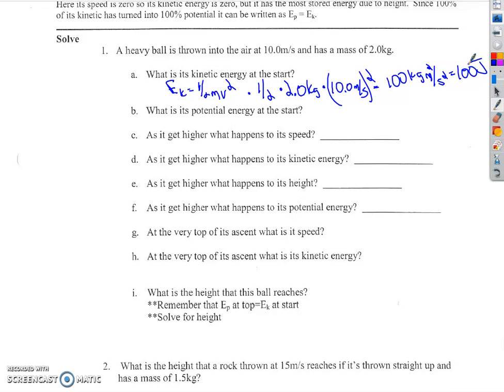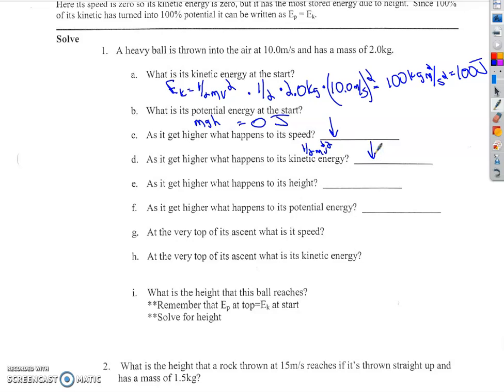Now it's asking what is its potential energy at the start? Well, potential energy is mass times gravity times height. And at the start, the height is 0. So potential energy is 0 joules. As it gets higher, what happens to its speed? So imagine anytime you throw something in the air, it slows down as it's going up. So I would just say it decreases. Now, if its speed is decreasing, and kinetic energy is 1/2 mv squared, this velocity is decreasing. So its kinetic energy is going to decrease.